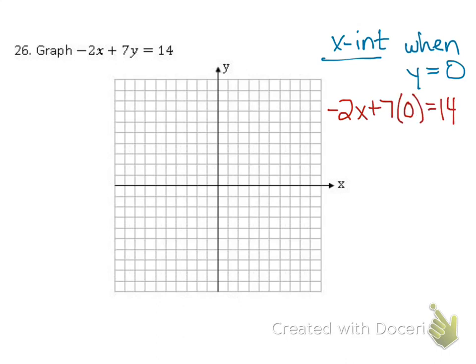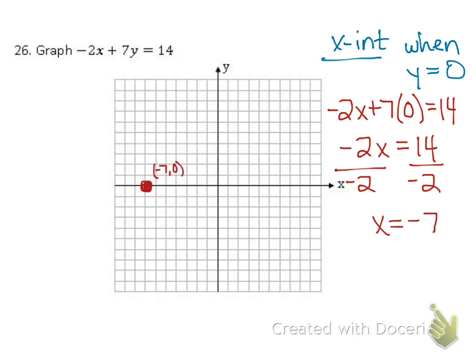7 times 0 is just 0, so that simplifies our equation to negative 2x equals 14. Divide both sides by negative 2, and that gives us x is equal to negative 7. So there's our x-intercept.